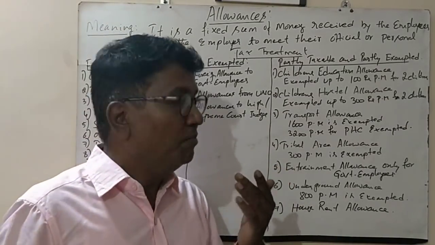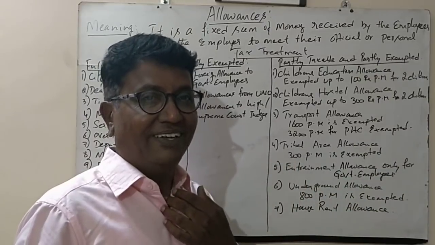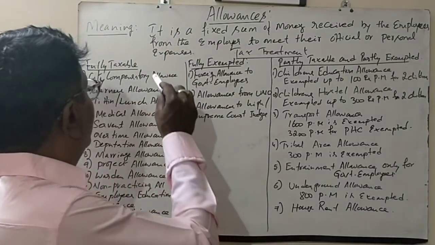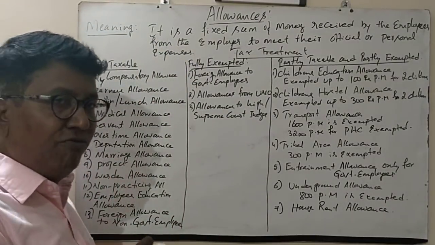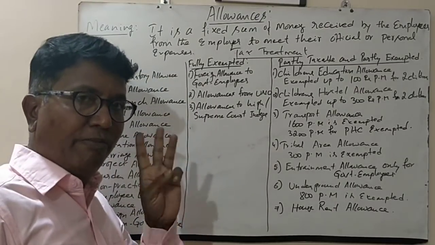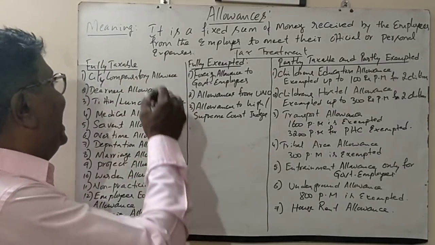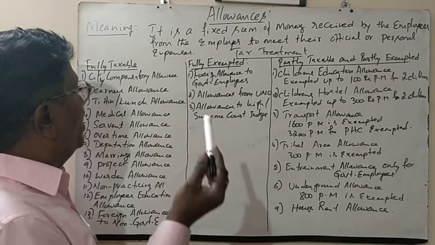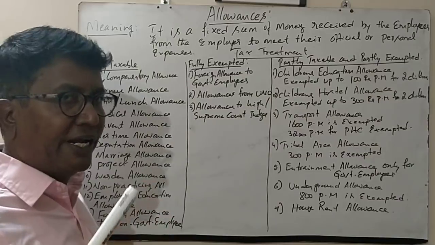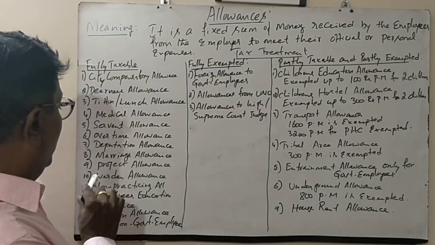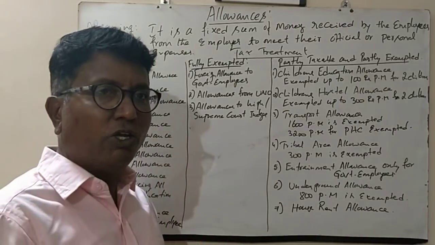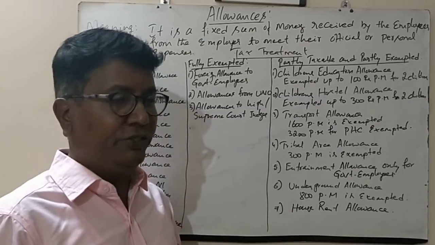Now let us come to partly taxable and partly exempted. This is very important from the point of view of examination. See, my dear guys, there are 13 fully taxable allowances. You will be asked a minimum of 3 to 4 fully taxable allowances. In that, DMS allowance, medical allowance, and warden allowance or project allowance are some of the important allowances which may definitely come in the examination.